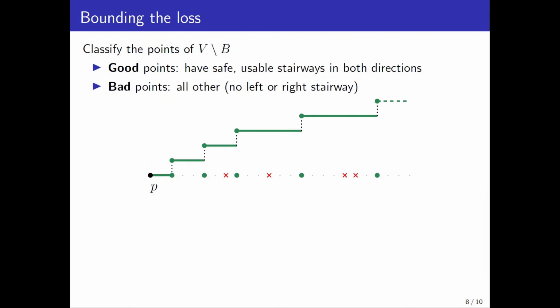Okay, so this means that we can essentially classify points, whether they are good or bad. A point is good if it has a safe and usable stairway to the right and to the left as well. All other points are bad points. On the previous slide we saw that between any two good points we do have a 1+ε path. So what we need to do is simply bound the number of bad points, and we want to do this in expectation.